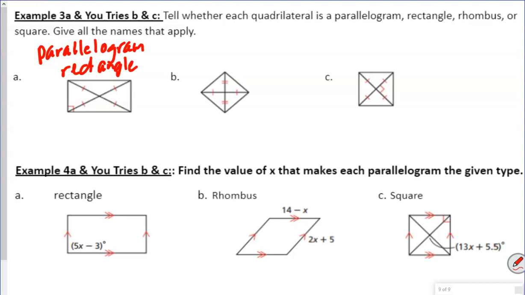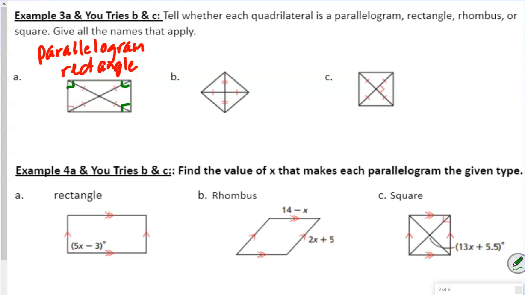And how did I know that all these other angles were 90 degrees? Because consecutive angles are supplementary, right? So if that's 90, then the next one has to be 90, and this one has to be 90, and this one has to be 90. So if I see that one's 90, then all the rest have to be because of the properties of a parallelogram, okay?